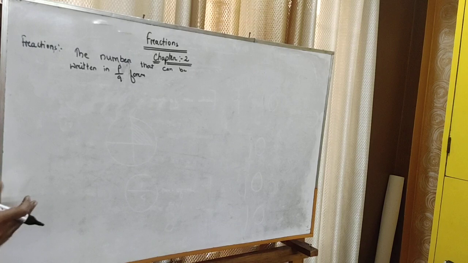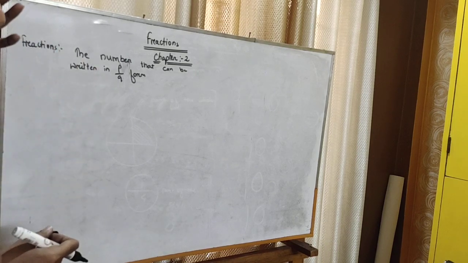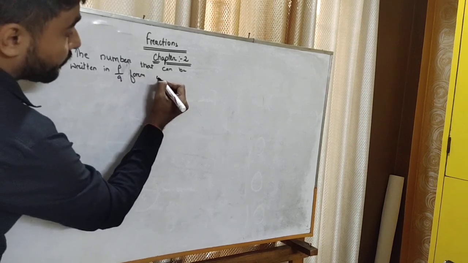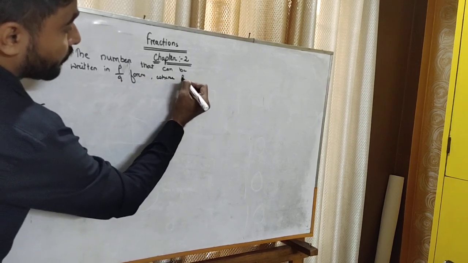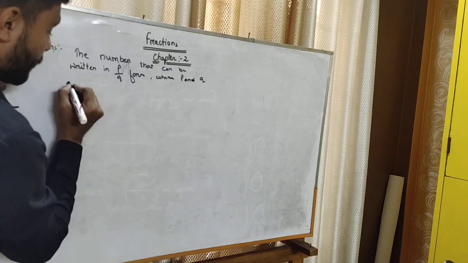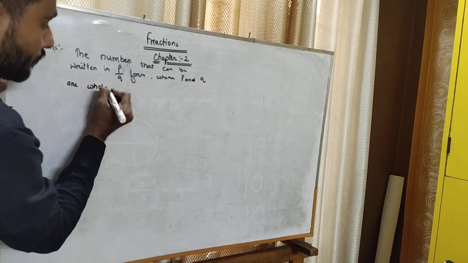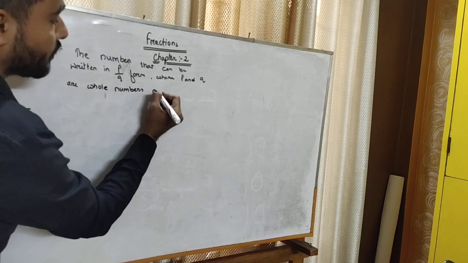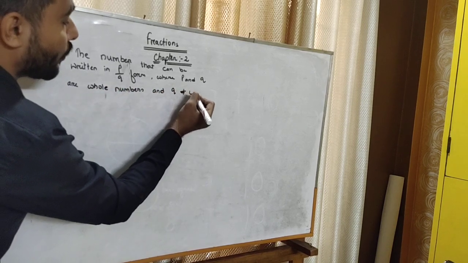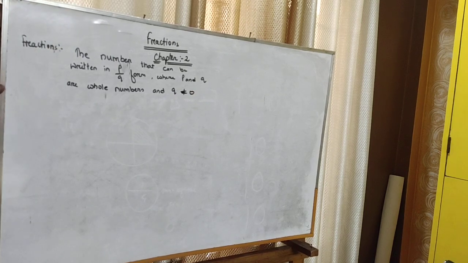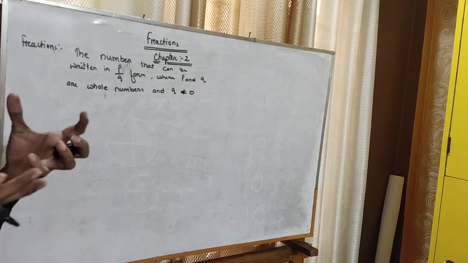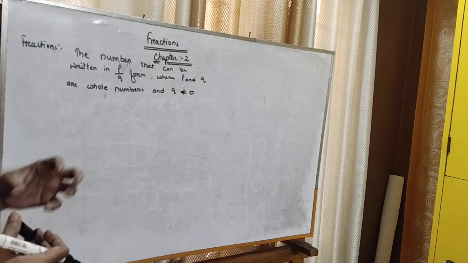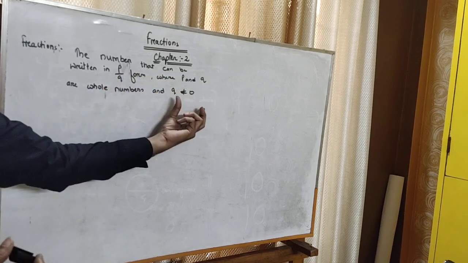P by Q form means the numerator and the denominator form, where P and Q are whole numbers and the total part can never be 0. I cannot give you something from 0. If I have bought 0 chocolate, how can I share it with you? So Q, that is the denominator, can never be 0.